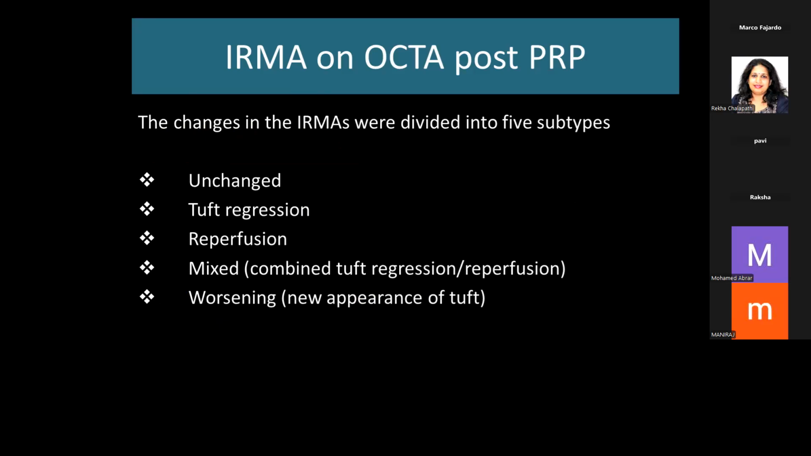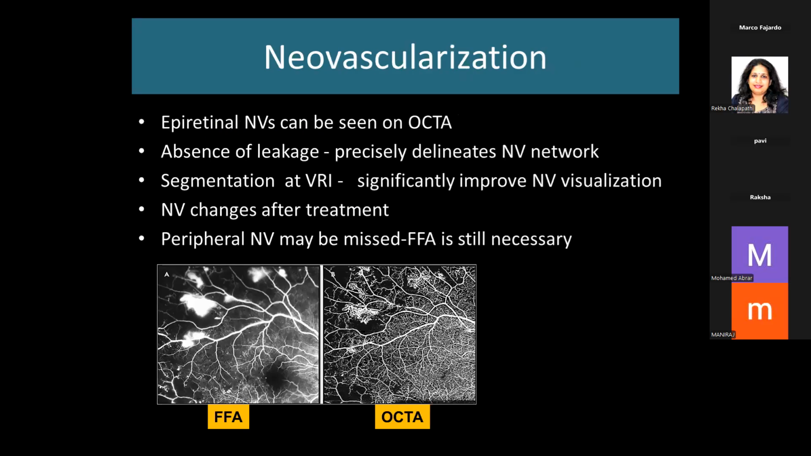Now coming on to the important morphological change, that is neovascularization. These epiretinal neovascularizations can be easily seen on OCTA. The most important thing is absence of leakage, which allows us to precisely delineate the neovascular network. As I showed previously, if you look at the slab at the vitreoretinal interface, which allows better visualization of neovascularization, you can follow up this neovascularization pre and post treatment also.